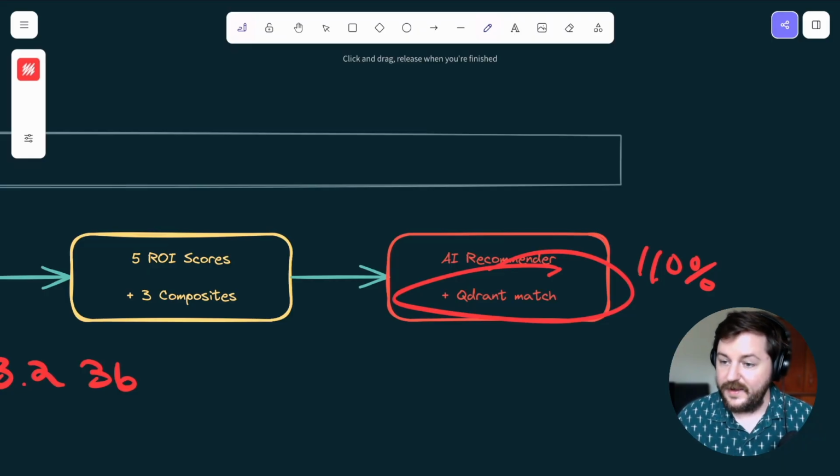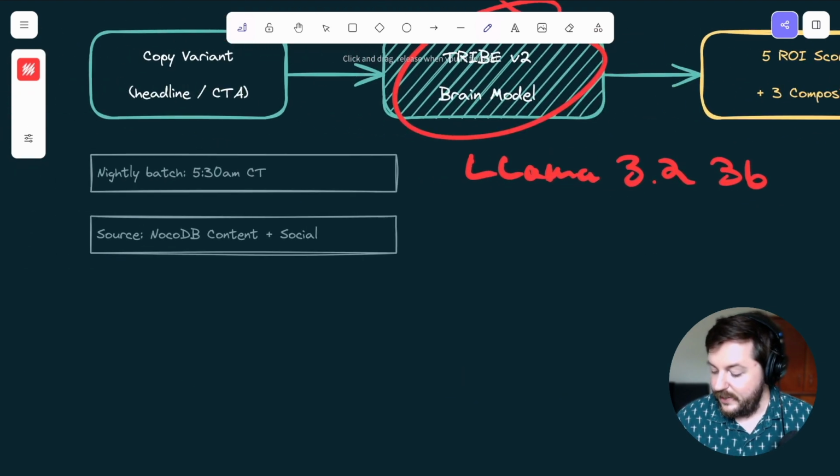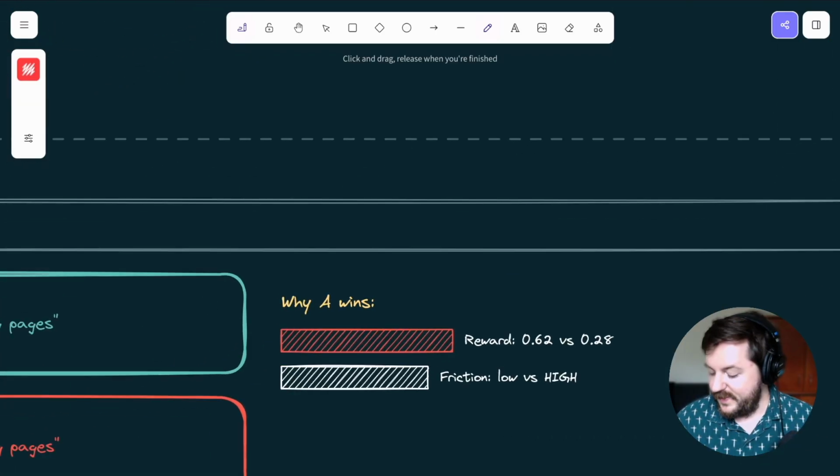Hopefully that makes sense. And that might be a little overkill. You don't need to have that in your mix. You just kind of need the AI recommender, which could be, again, your llama model, or Claude, whatever you want. But just know that this is sort of your output. So really, we knocked out that step 2.